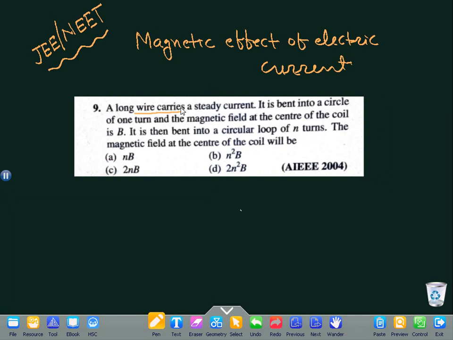A long wire carries a steady current. It is bent into a circle of 1 turn and the magnetic field at the center of the coil is B. It is then bent into a circular loop of n turns. The magnetic field at the center of the coil will be?